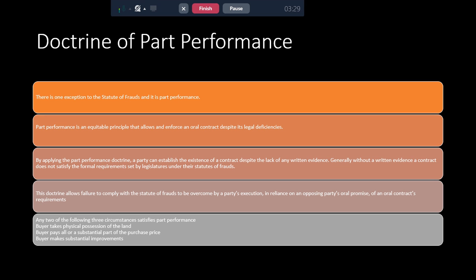Okay, when there's an issue with a property, any two of the following three circumstances sort of satisfies part performance. The buyer takes physical possession of the land, or the buyer pays all or a substantial part of the purchase price, or the buyer makes substantial improvement. Any two of these will satisfy the part performance doctrine. So sometimes, even though we don't have something in writing, if any two of these three occur, the judge or the courts will grant to the buyer that property.